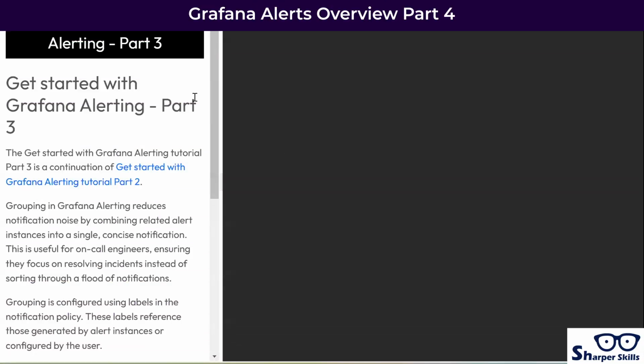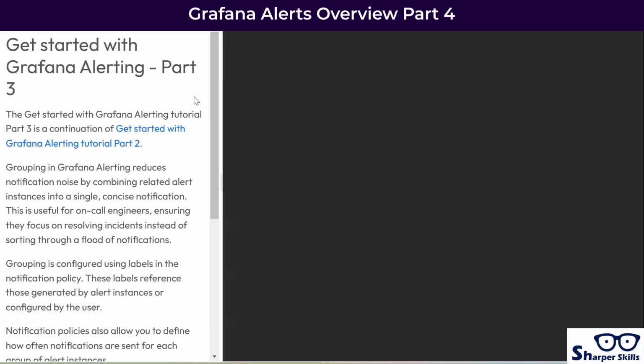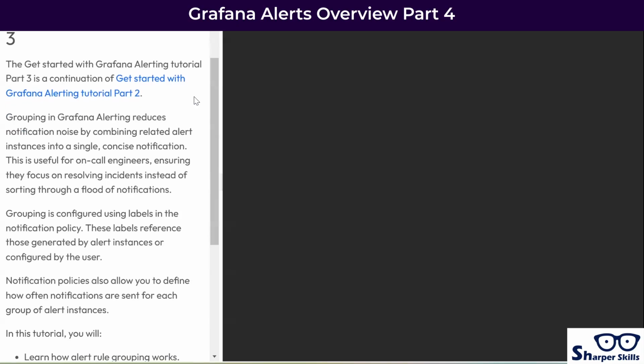Let's go to part 3. And in this third tutorial of alerting, we're going to talk about grouping. Now, when we talk about grouping in alerting, that helps us in reducing notifications, or you can say notification noise, by combining related alert instances into a single concise notification.